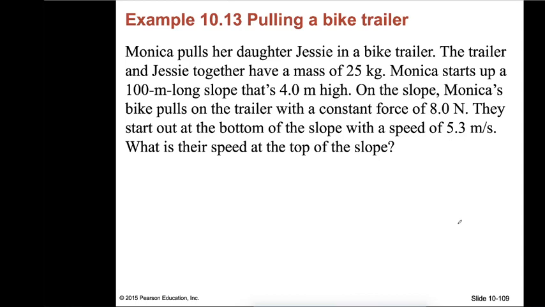Okay, now let's solve another problem together. Monica puts her daughter Jessie in a bike trailer. The trailer and Jessie together have a mass of 25 kilograms. Monica starts up a 100-meter long slope that is 4 meters high. On the slope, Monica's bike pulls on the trailer with a constant force of 8 newtons. They start out at the bottom of the slope with an initial speed of 5.3 meters per second. What's their speed at the top of the slope?